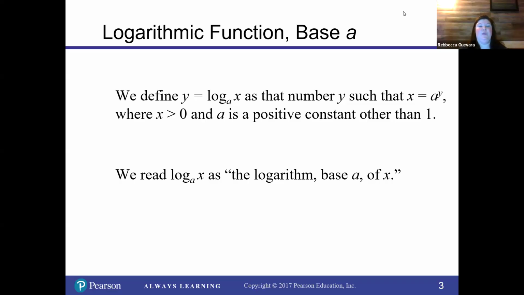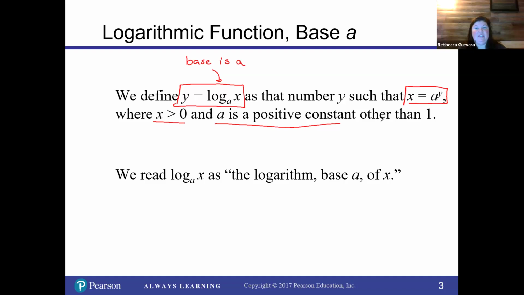So as an extension of this, our logarithmic functions are going to look like this. y equals log base a of x. Let me write that again, I got tangled when I was trying to write that. The base is a. It means that we're looking for a number y such that when we put that y as a power of a, I get that x back. And x is always going to be positive, and a is going to be a positive constant other than 1.